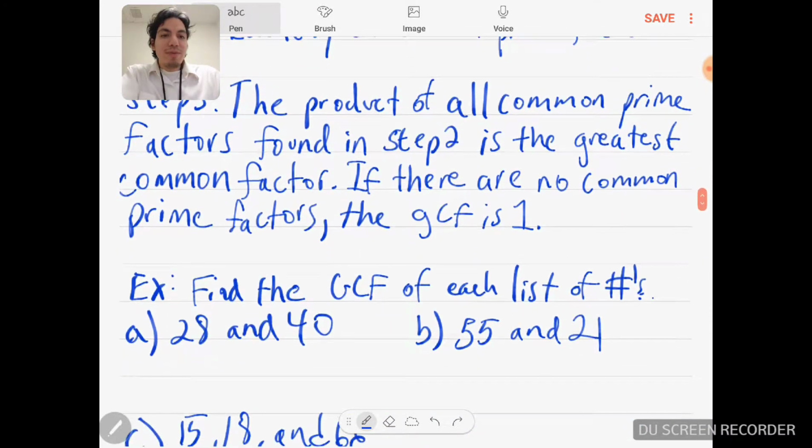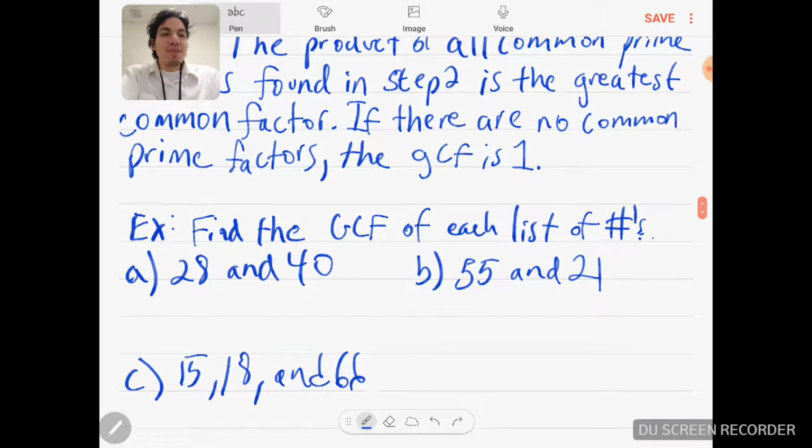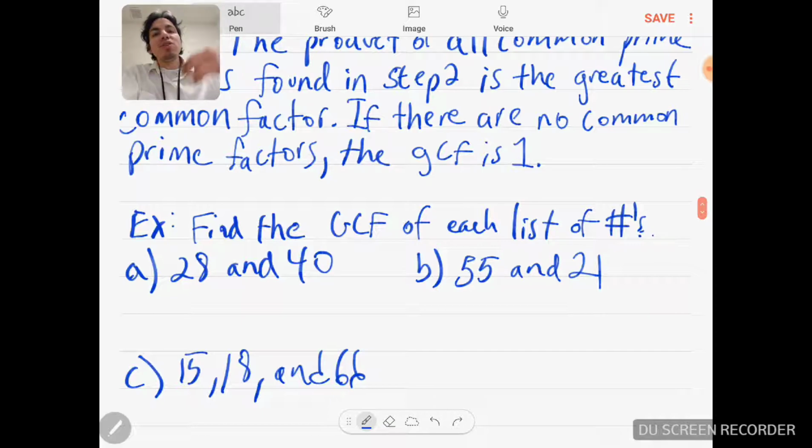So let's find the GCF of each list of numbers. We're going to find the greatest number that can divide into both numbers. We could use 2 for the first one, 28 and 40. Is that the greatest common factor? Well, I could go a little bit higher. We could use 4. I believe the GCF for this one is 4.